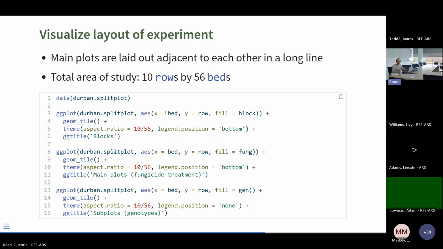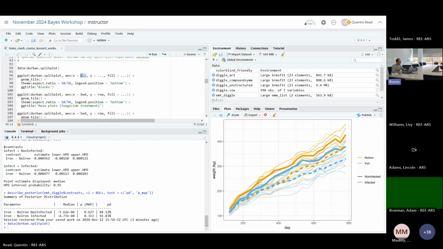Every time we're going to make maps of this study area with bed and row as the X and Y coordinates. We're going to first show where the different blocks are by coloring in the tiles by block. We're going to show where the different fungicide treatments are by coloring it in by fung, that's the name of the column with fungicide in it. We're also going to show where the different genotypes are by filling it in by genotype. We're going to make a few different maps, with bed, row, and block.